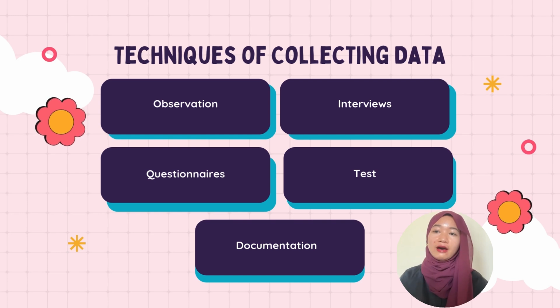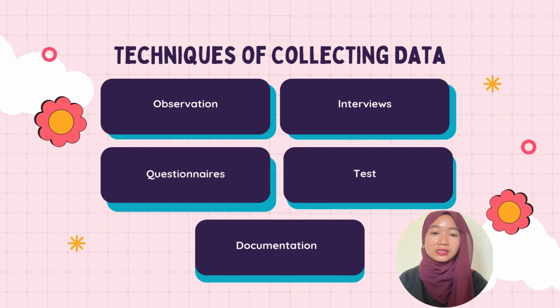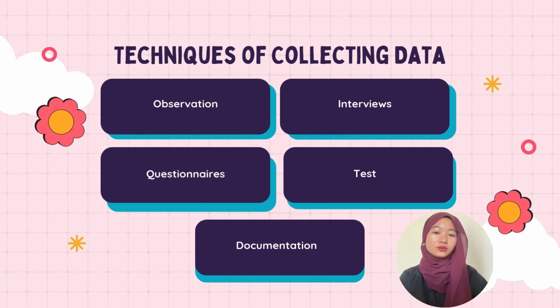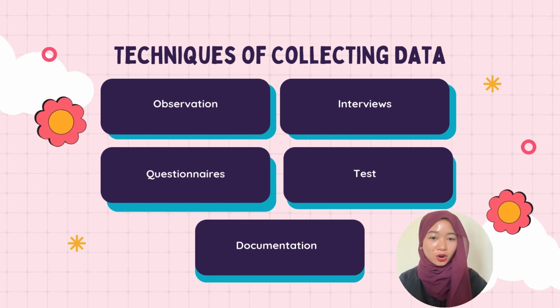Here we have the first, observation. This involves directly observing participants to gather data about their behavior or maybe performance. For instance, in a classroom study, we might observe how students interact with a new teaching method.